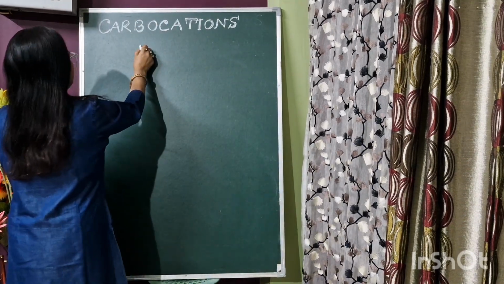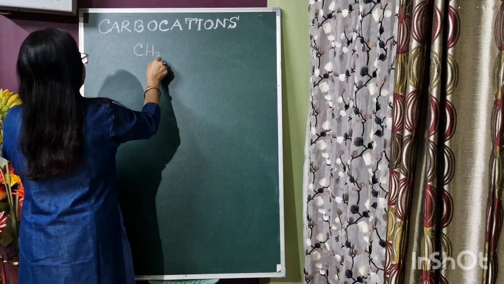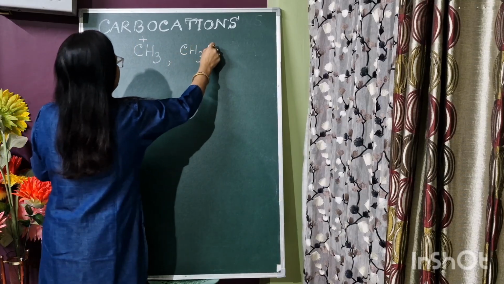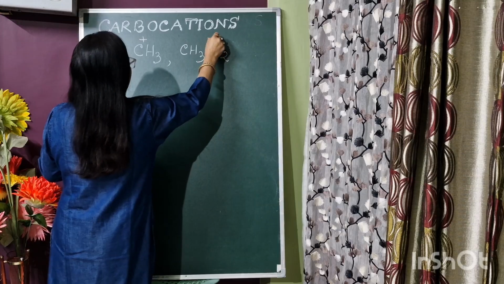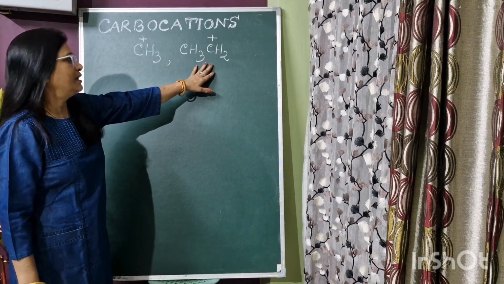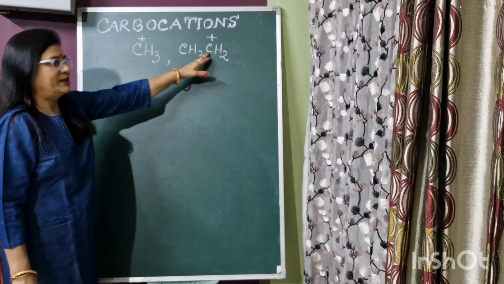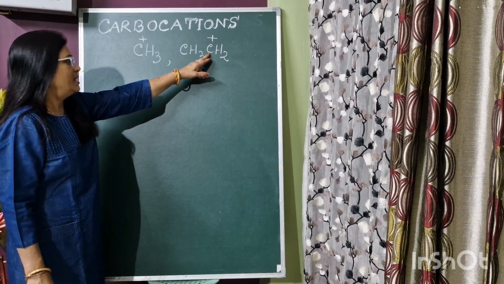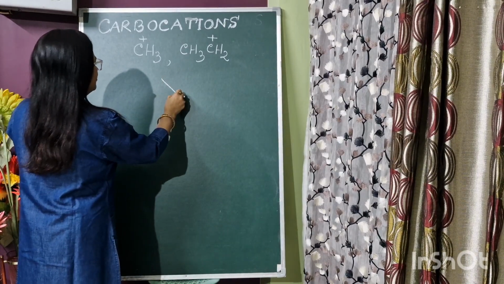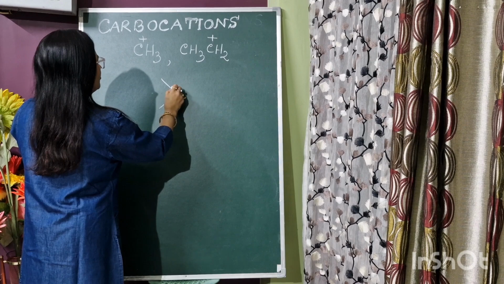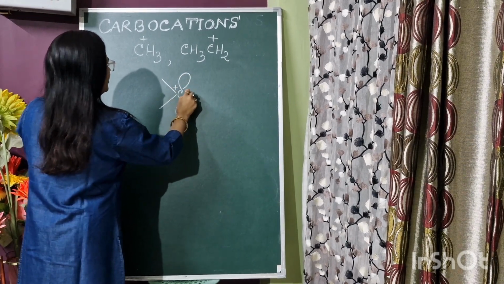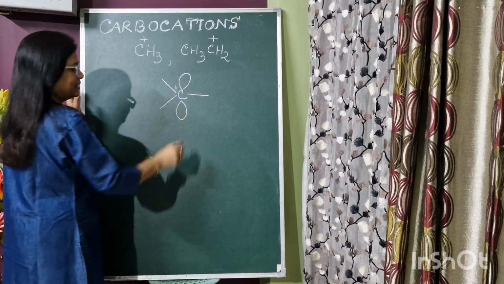For example, CH3+, CH3CH2+. This is methyl carbocation, this is ethyl carbocation. The carbon atom bearing the positive charge is sp2 hybridized. This carbon p orbital is vacant.